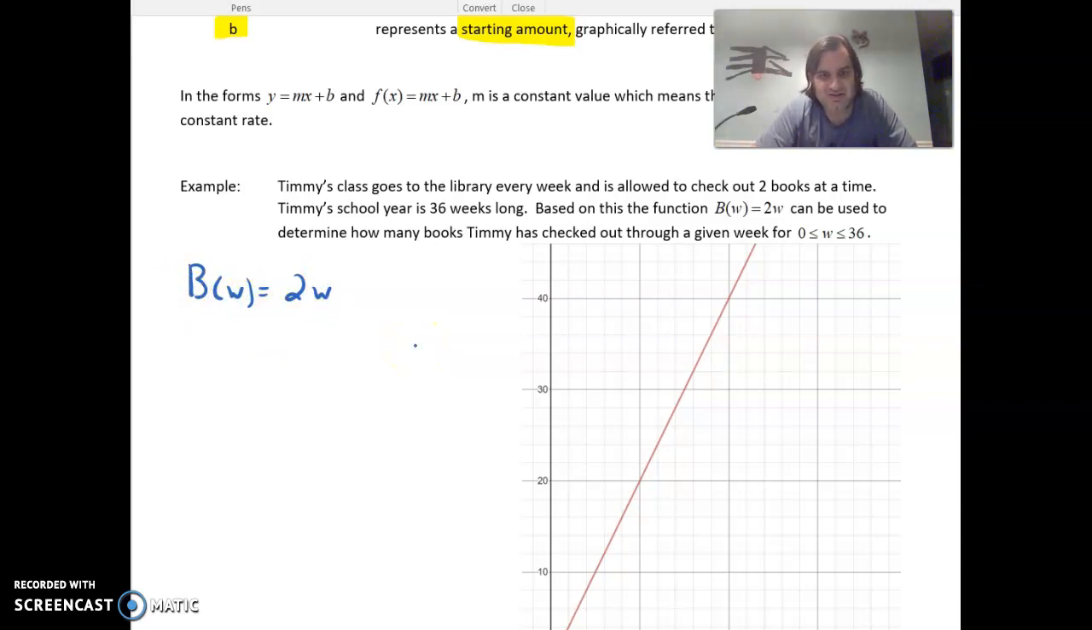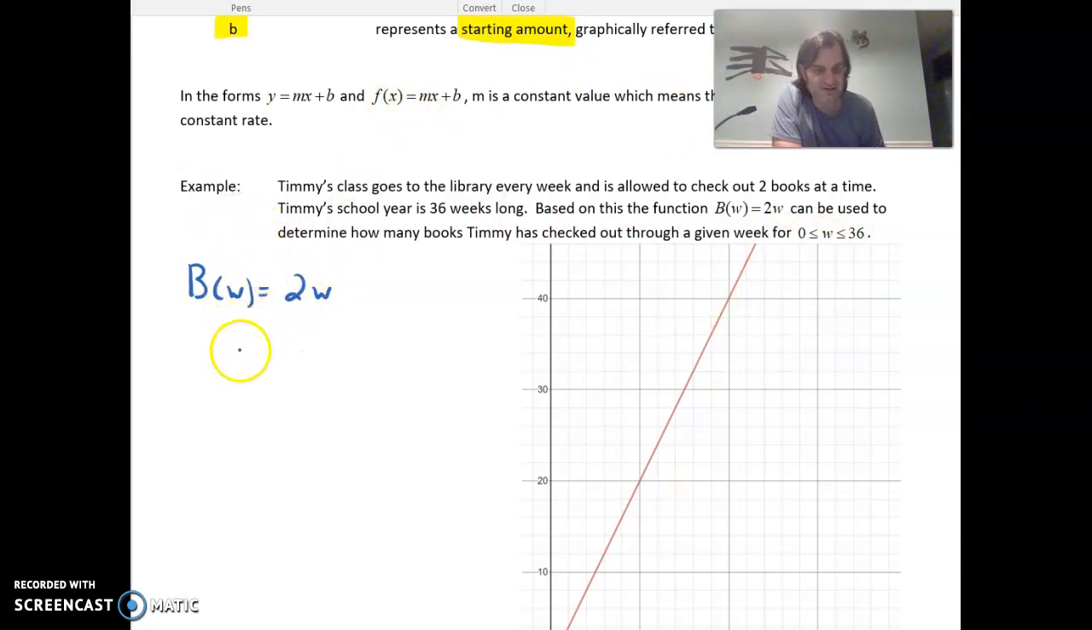It can be used to determine how many books Timmy has checked out through a given week for weeks between 0 and 36. His school year is only 36 weeks long, so it doesn't make sense to put in 40, because he is already out of school after 36 weeks. So we can see how that domain limitation between 0 and 36 makes sense.